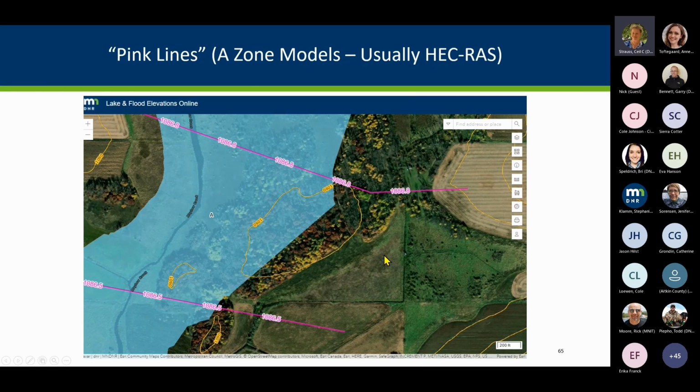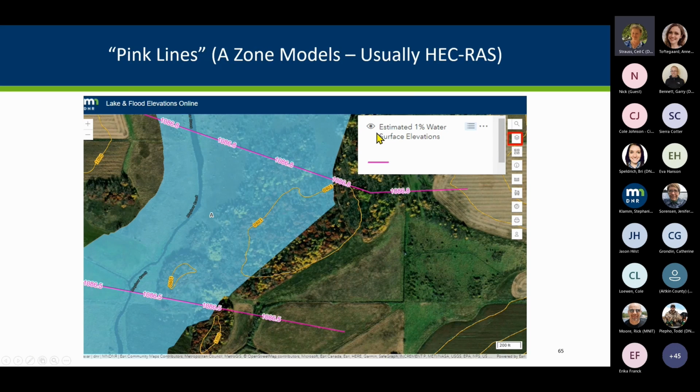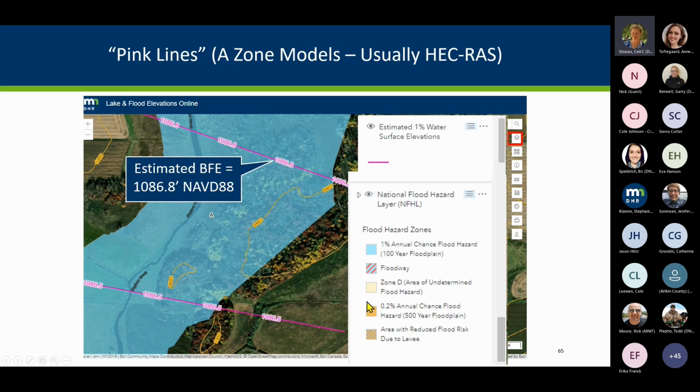For streams, one of the layers is called the estimated 1% water surface elevations. These are basically those 1% elevations, and can be used as best available data for the base flood elevation. Those all come from those models that Ann was talking about, usually from a HEC-RAS model. And so we can use that as our estimated BFE there. And we're usually using the upstream of those unless we do more complicated determinations of where the site is more exactly and do prorating.